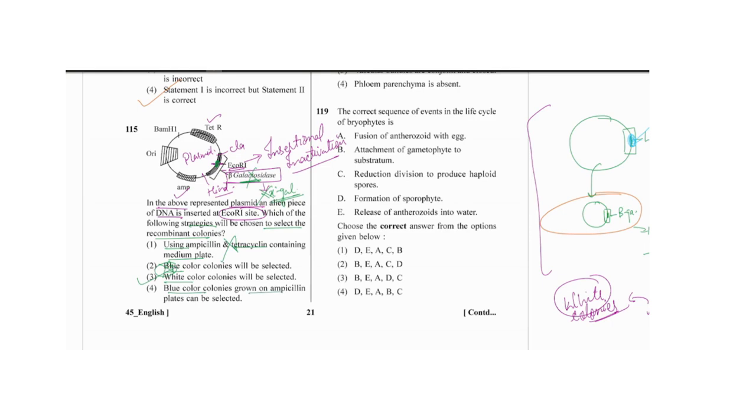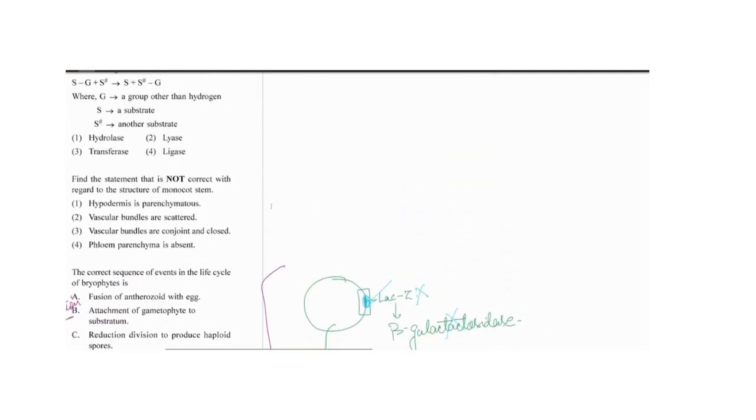Blue color colonies grow on the ampicillin. We are not using antibiotic. Okay, so we can say the third one could be the answer, because they are saying colorless colonies will be there because of insertional inactivation. Okay, I hope this experiment is clear to you.